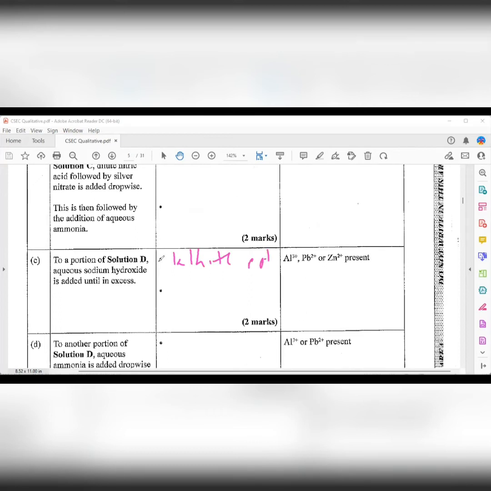And then now the second dot, you'll notice that there are 2 dots. So you have to add something for each dot. It is important that you remember that you have to add an observation or an inference for each dot. So now when you add the excess sodium hydroxide to the white precipitate, the precipitate is going to be insoluble. So you get your white precipitate, then now the precipitate is insoluble. PPT insol. That's all that's necessary.